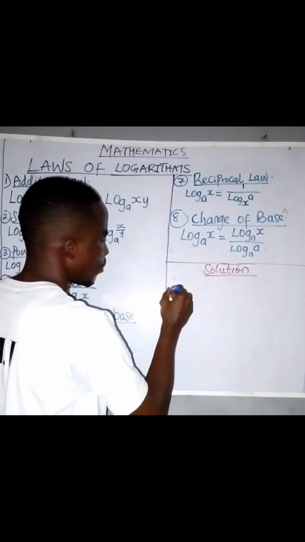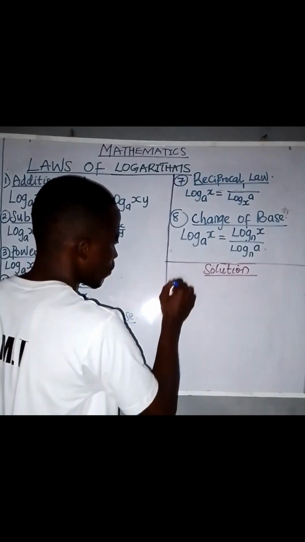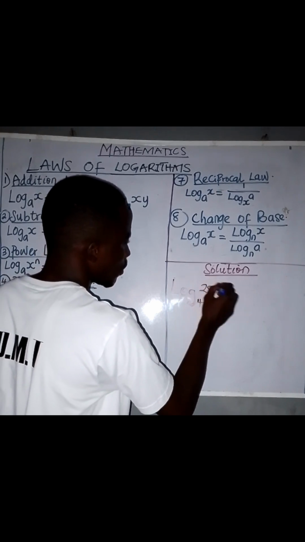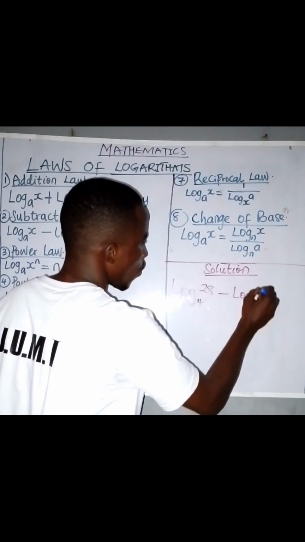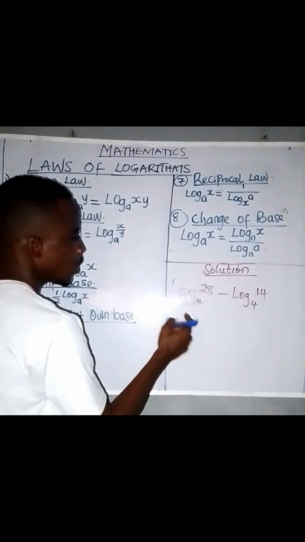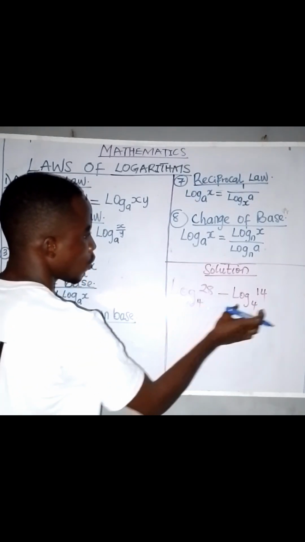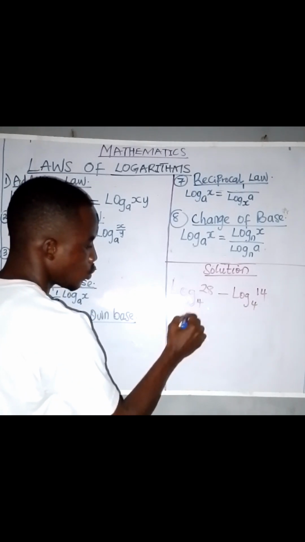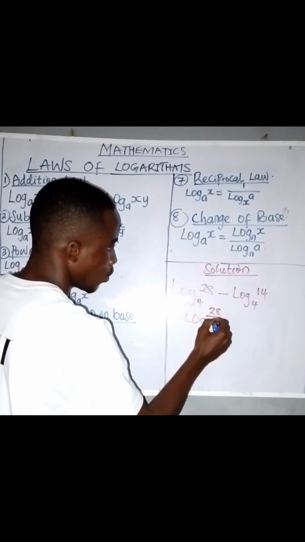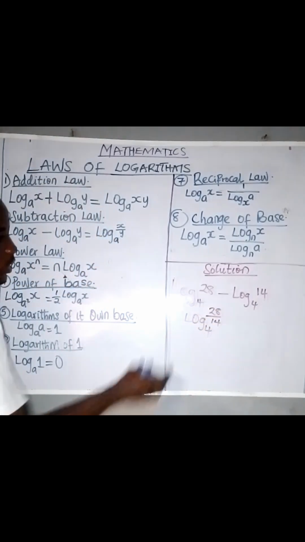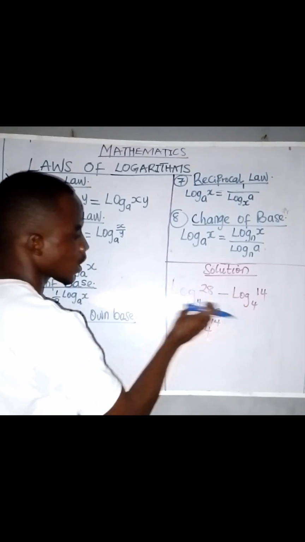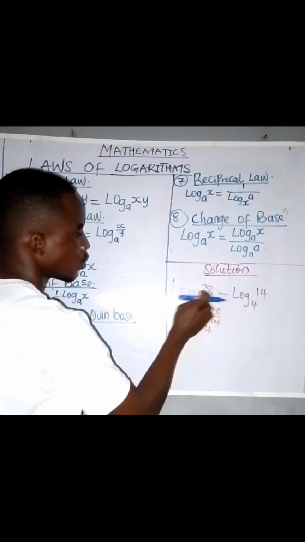We have log 4 of 28 minus log 4 of 14. They are both the same base, both log 4. So I have log 4 of 28 divided by 14. What I did here was they have the same base, their base here is 4, and when I'm subtracting logs of the same base, I divide the numbers.